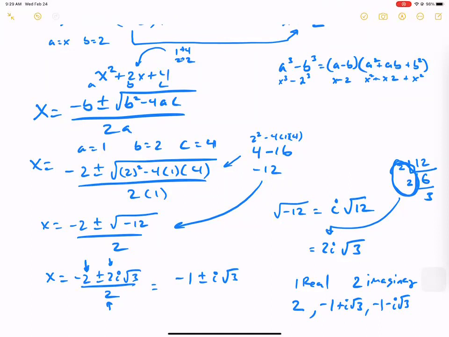So will we always have imaginary solutions? No. But sometimes when we don't have roots shown on the graph, we will.